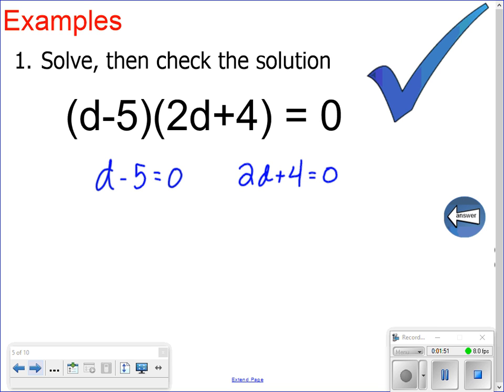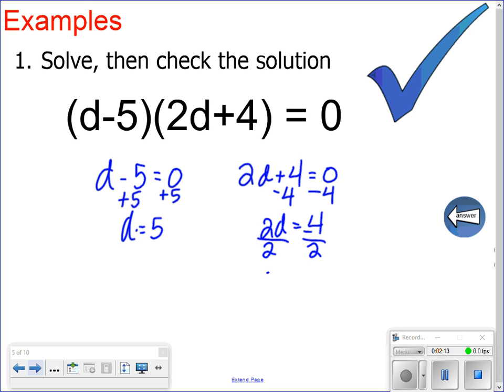And then I'm going to solve for the variable in each of these two equations. Here, add 5, and we get d is equal to 5. On this one, we would subtract 4 on both sides. We get 2d is equal to negative 4. Divide by 2, and d is equal to negative 2. So in our solution, we have negative 2 and 5.